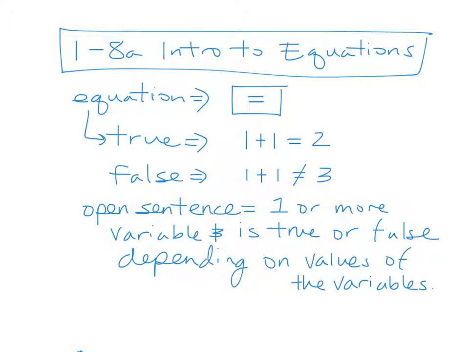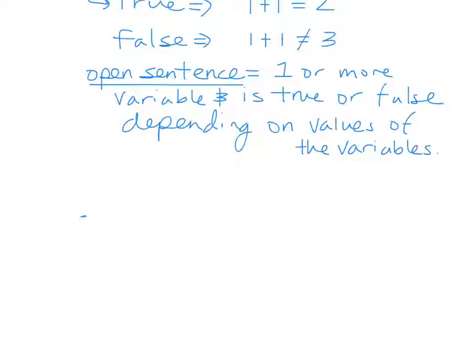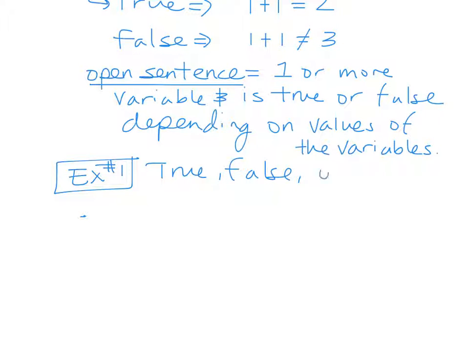So basically what I mean by that is if there's a variable involved, okay, that is considered an open sentence because we don't know what X is or what Y is or whatever your variable is, and it can be true or it can be false, but that's an open sentence, okay? So let me show you a few examples, and you're going to tell me true, false, or open, okay? Example 1. I want to know true, false, or open.